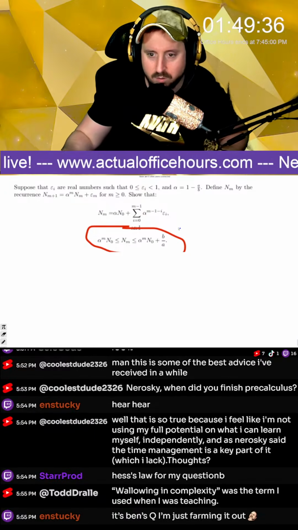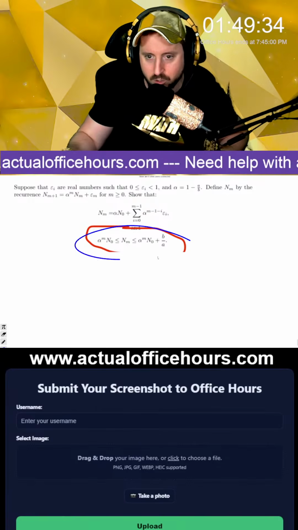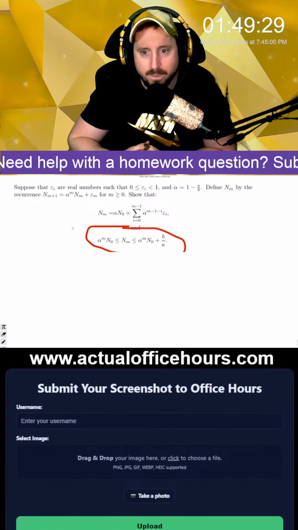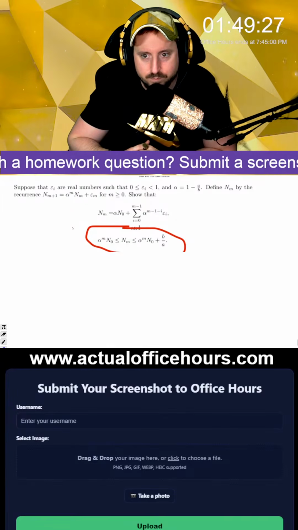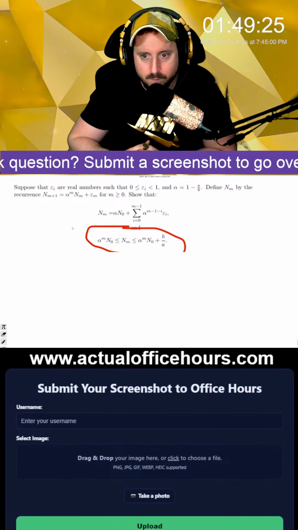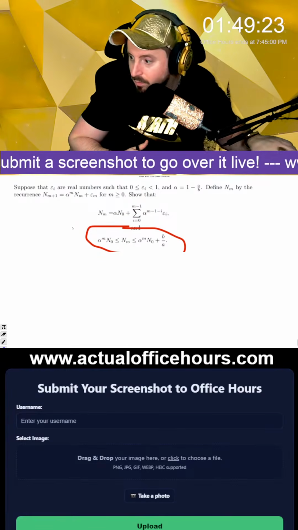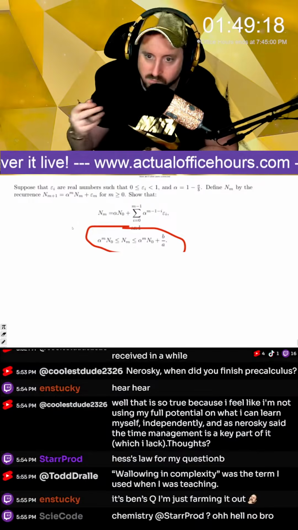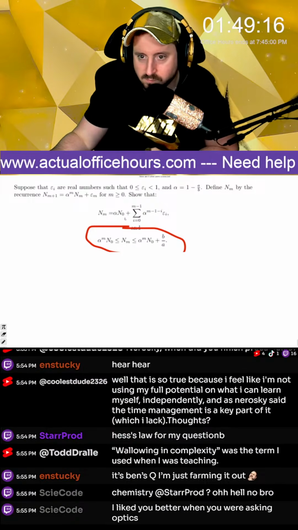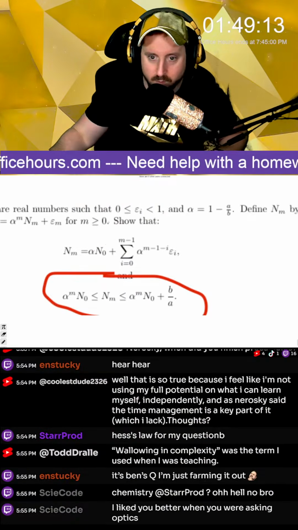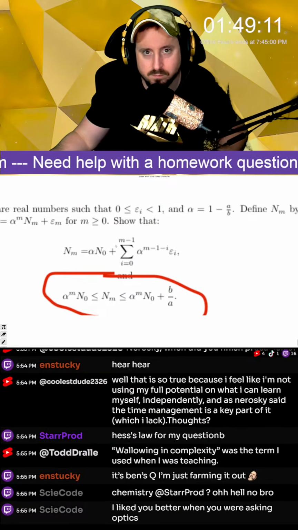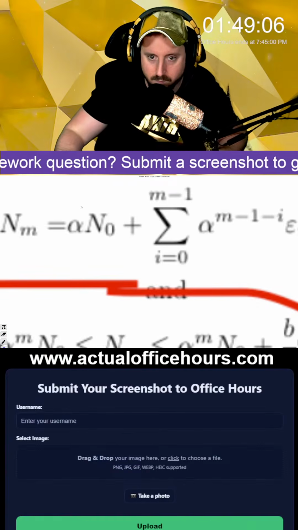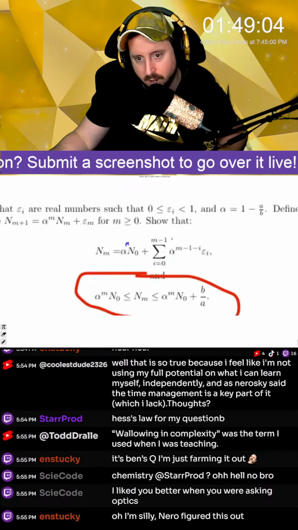Do we need to show this in order to show this, or are we just jumping to doing this, Narosky? Yeah, you need to show it in steps. I think the formula is actually wrong for the first one, surprisingly. It's not a big mistake. It should be alpha to the m times N sub 0. Oh, this should be alpha to the m? Yeah, it's probably just forgot to put it. Okay. So how do we start?